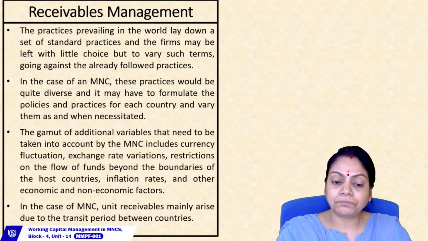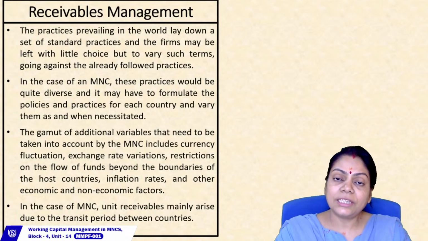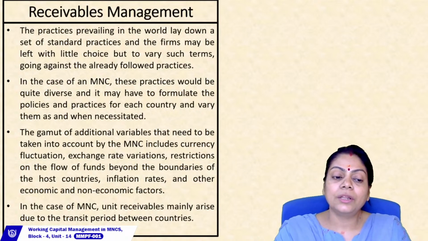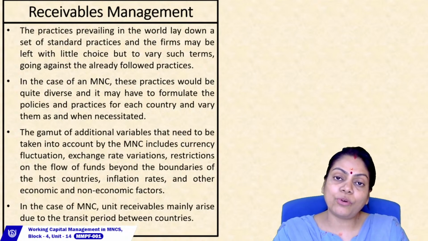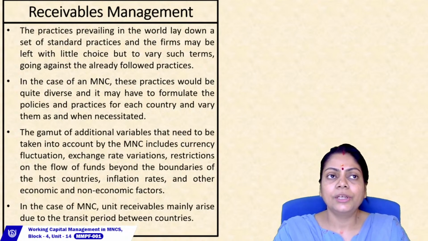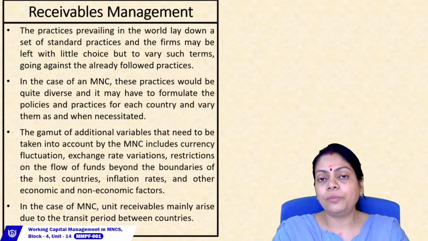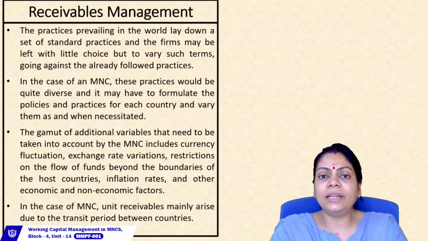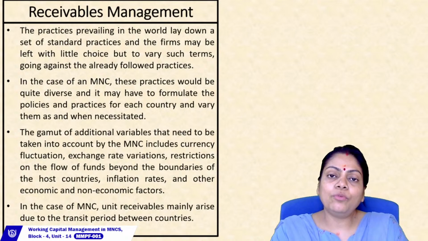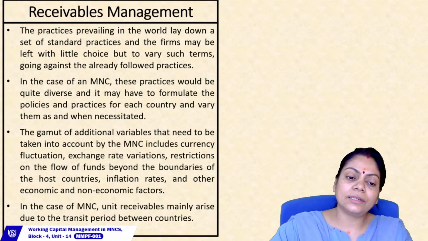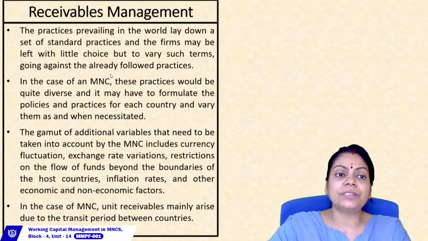Now, again, there could be the issue of receivables building up because of the transit period from one country to the other. Suppose you are delivering goods from one country to the other, so there will be an obvious organic delay, and the receivable will arise, and you will have no control over that. So that is the typical case that the MNCs face.